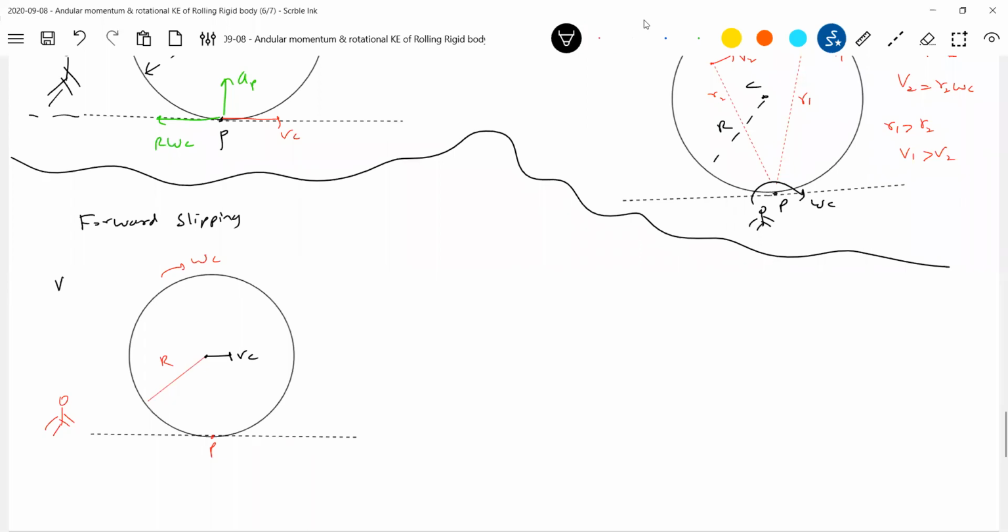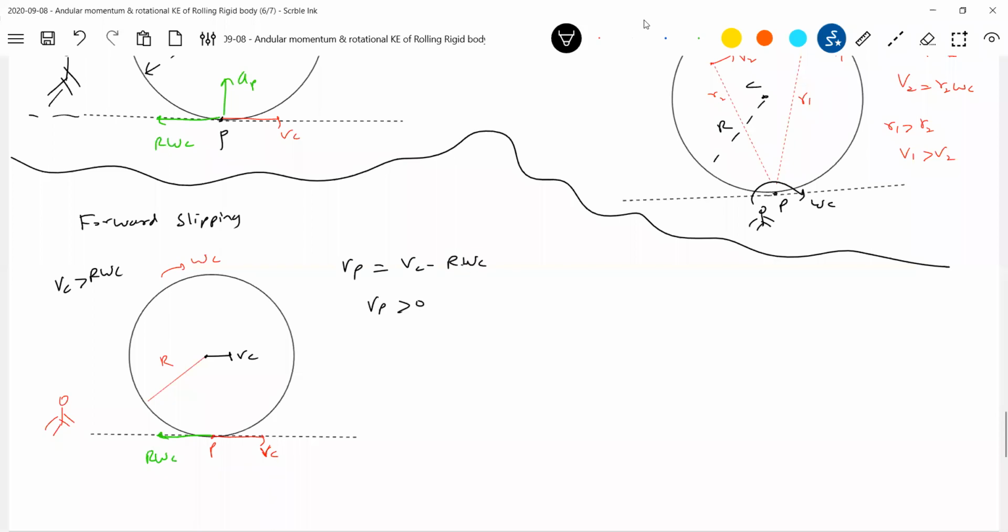If Vc is greater than r omega c, it's called forward slipping. Let's see what conditions we will have. What is the velocity of point P? According to the translative motion, it should have velocity Vc. According to the rotating motion, it should have tangential velocity r omega c. Then what is the velocity of point P? How do we define it? Vp is equal to Vc minus r omega c.